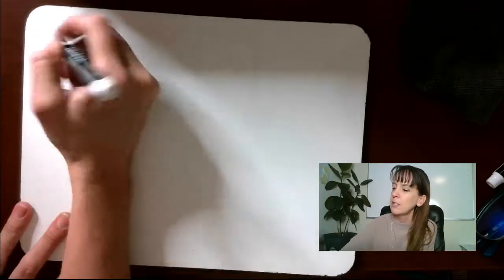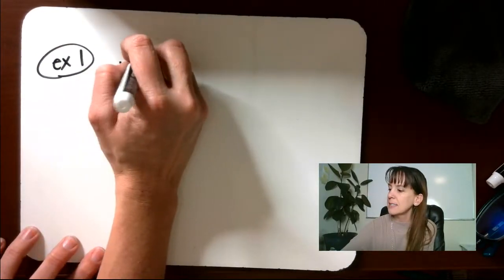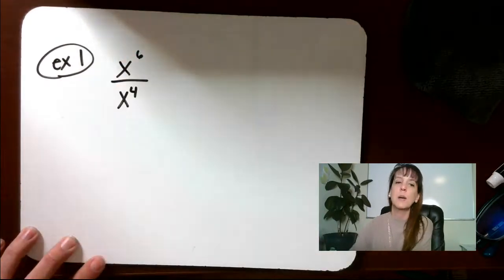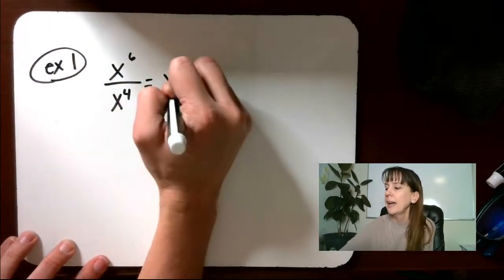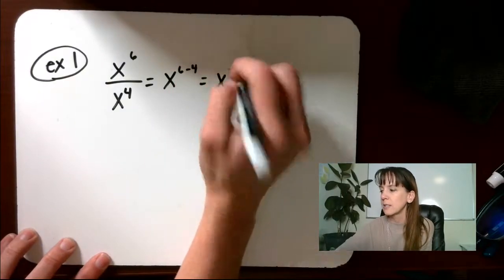All right, guys, so let's take a look at how that works with some of these examples. If you are in my class, you must be writing these notes down in your book. Example number 1, we have x to the 6 over x to the 4. There's a couple ways of doing this. You can write 6 minus 4, right? And then you'd say, okay, 6 minus 4 is 2.